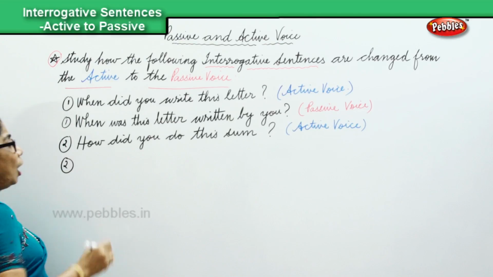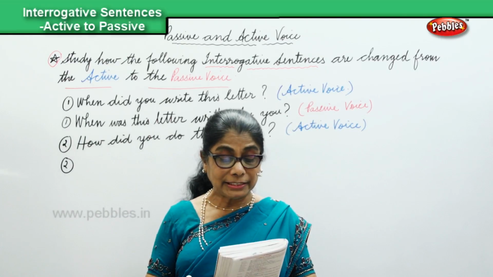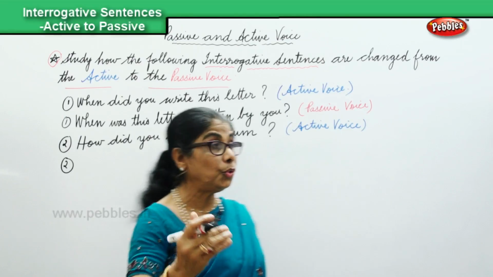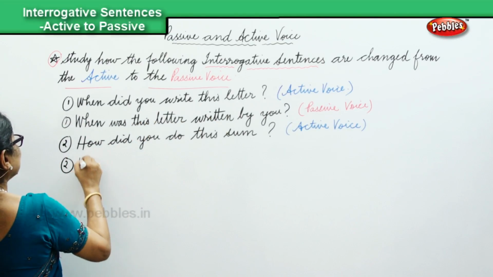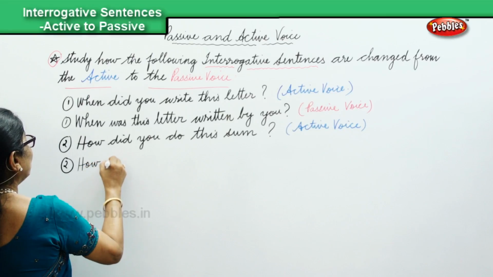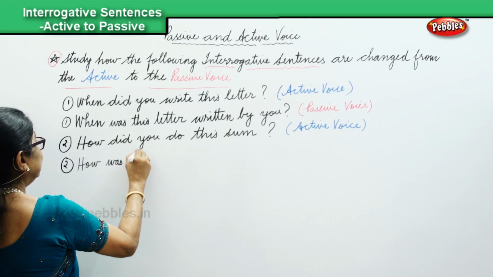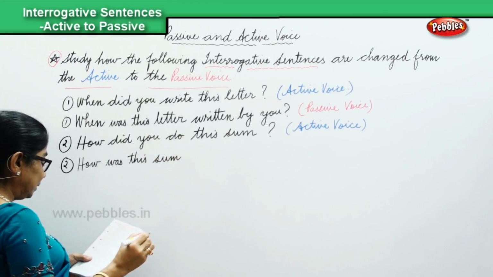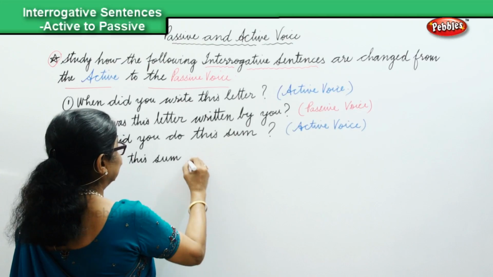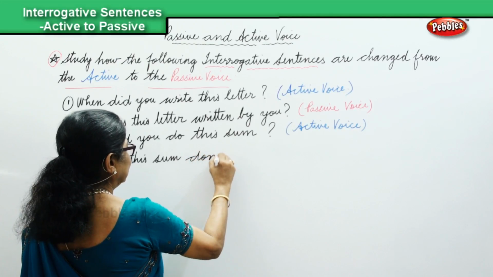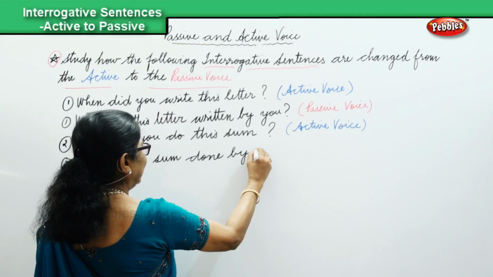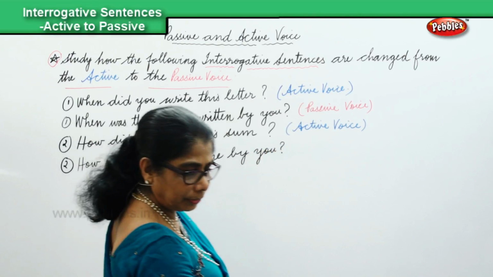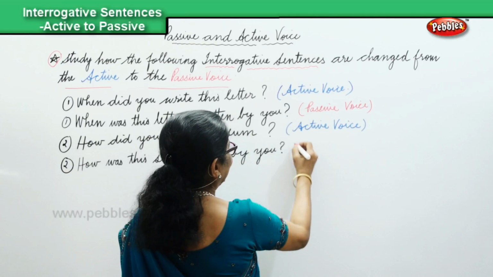Let's look at it. How did you do the sum? Active. Passive will be: how was the sum done by you? How was the sum done by you? And that's in the passive voice.